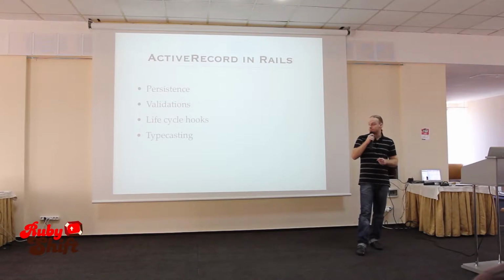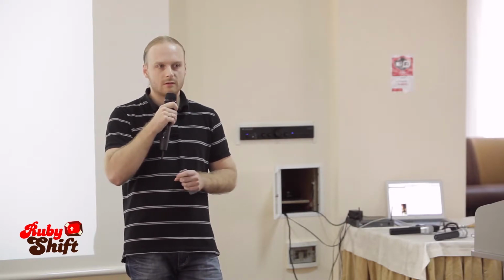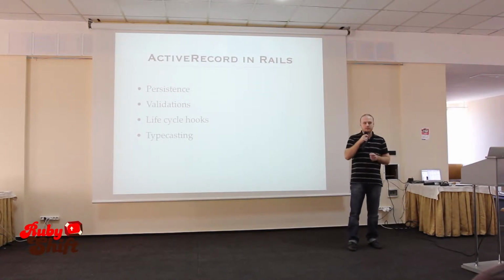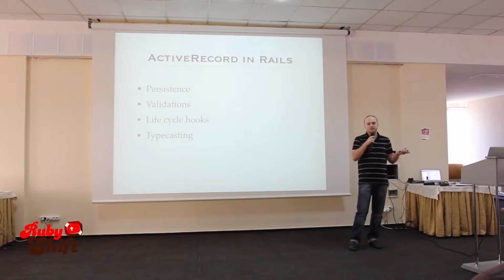It also has typecasting. And when you think about it, typecasting is only needed in certain use cases. For example, you get a user input from a web form, you need to coerce values into some other object types. But you don't always have to do that. Active Record is like an ORM designed for a web system, right? What if you want to use it for a different thing? Then you get stuff that you don't really need.